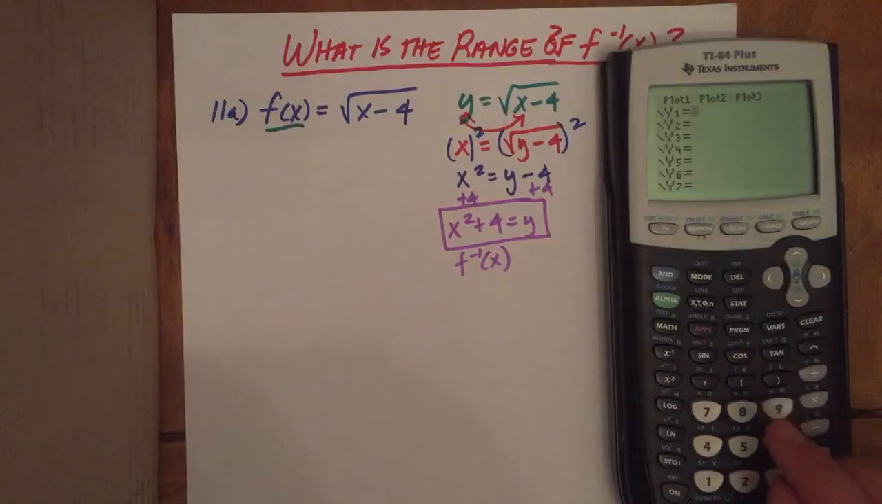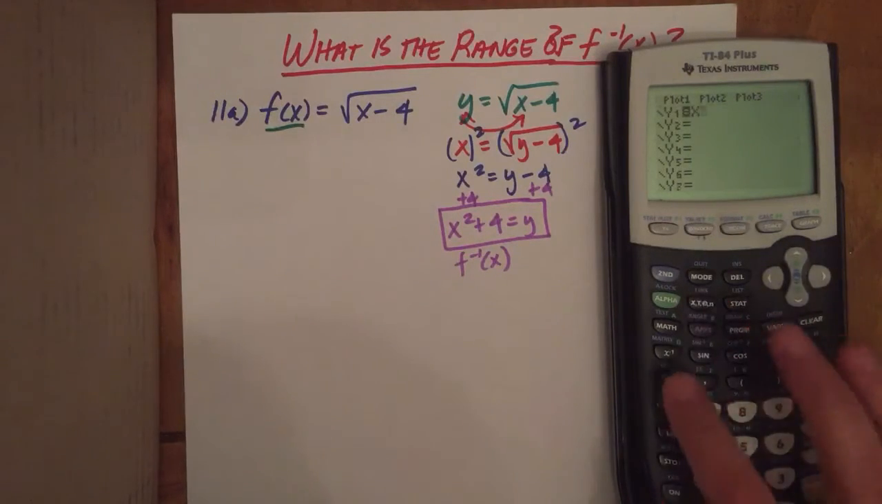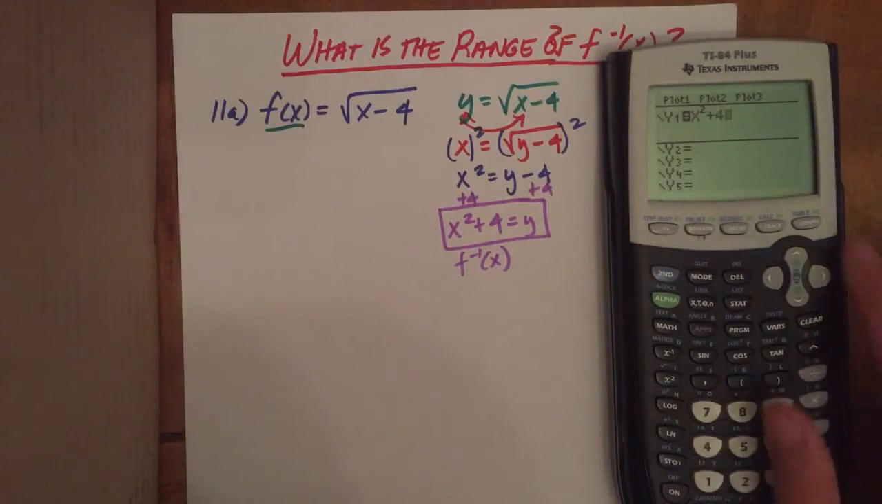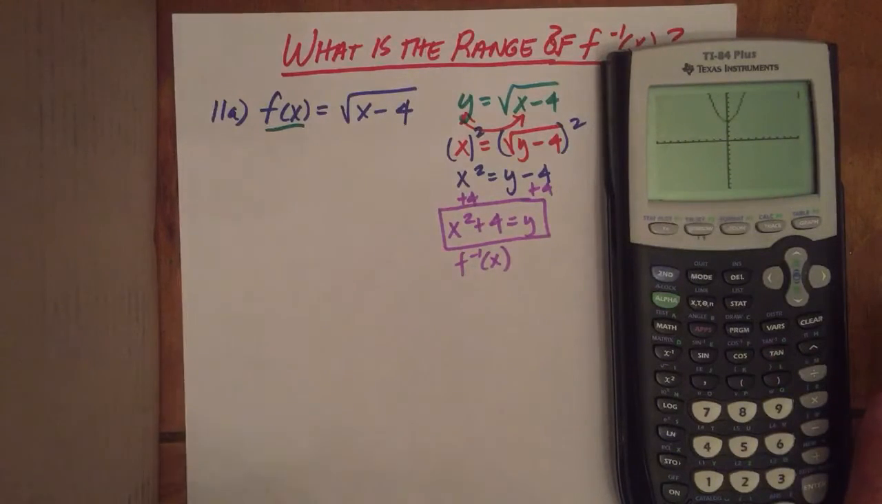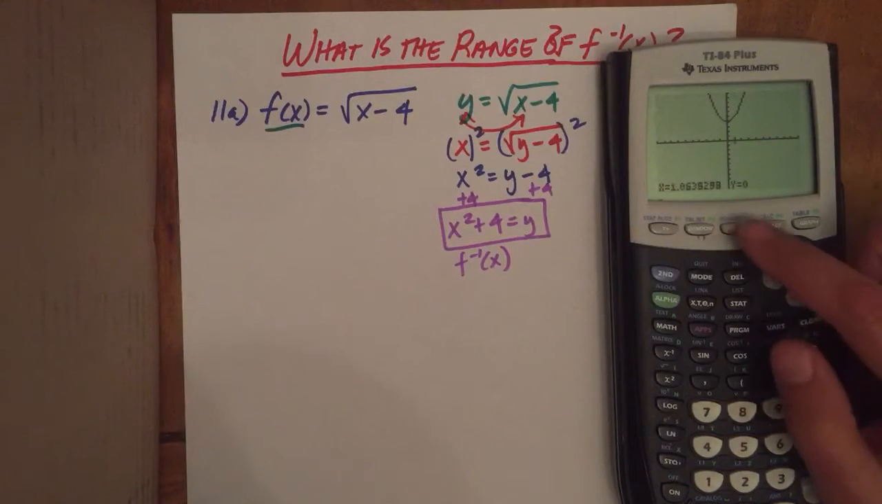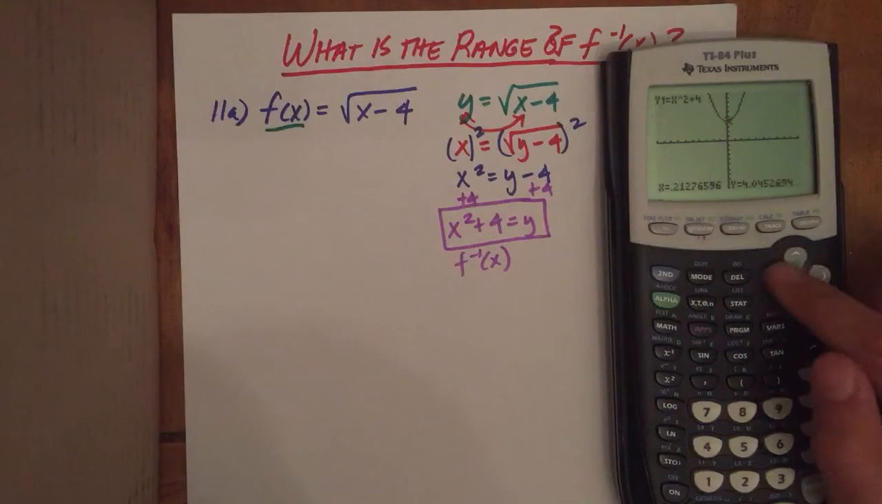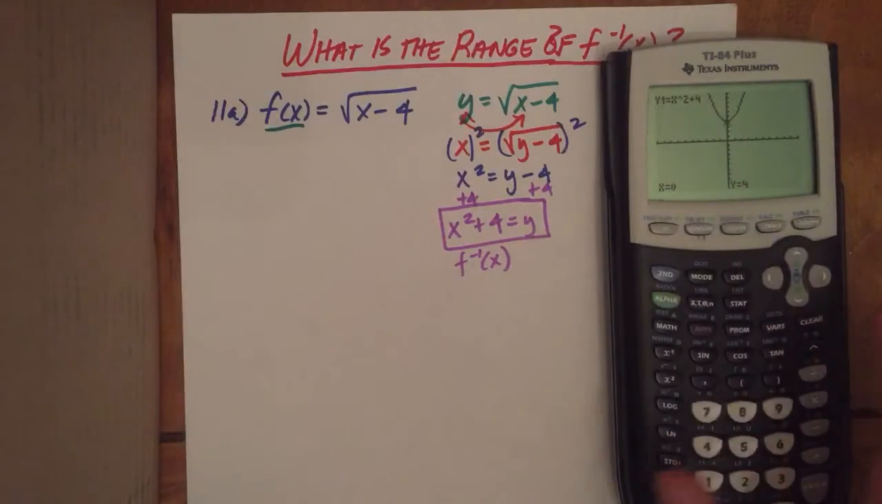My inverse function is x squared plus 4. When I graph that, you can see it's a parabola, and the parabola has a minimum right there. It's kind of hard to see on the calculator. It's at 0, 4. So 0, 4 is my minimum. If 0, 4 is my minimum for my range and my domain, then what does that mean? How can I find the range?